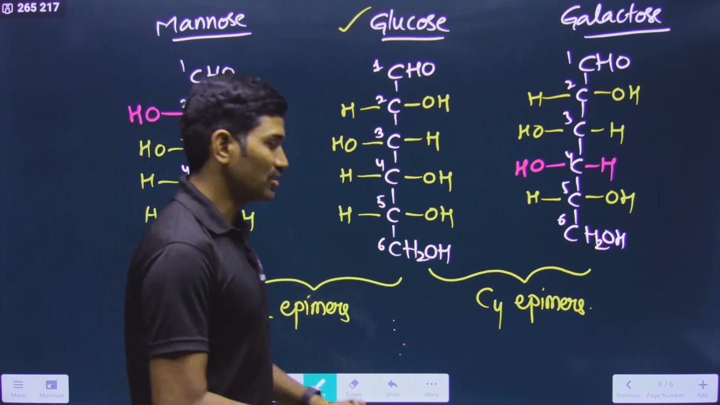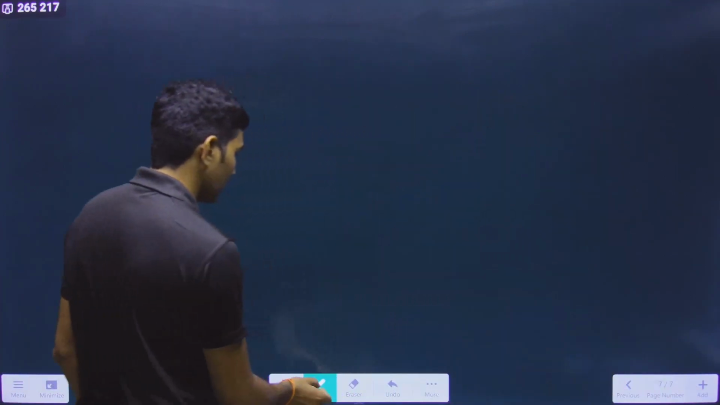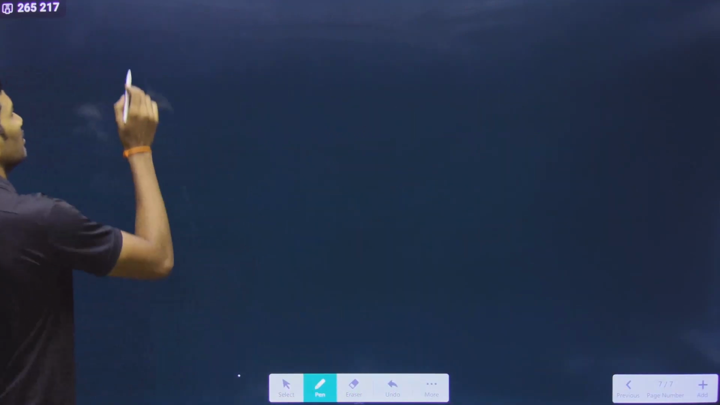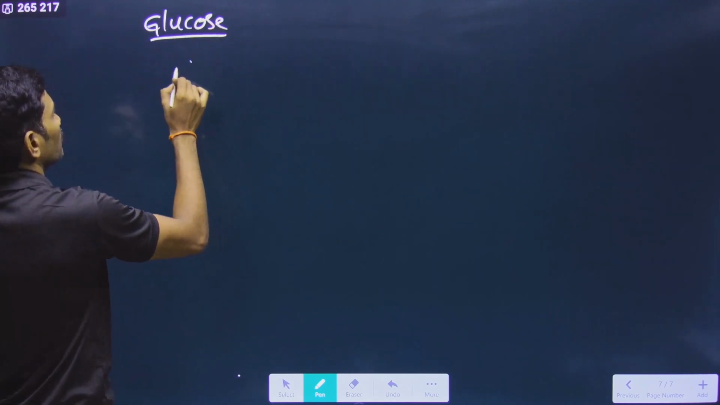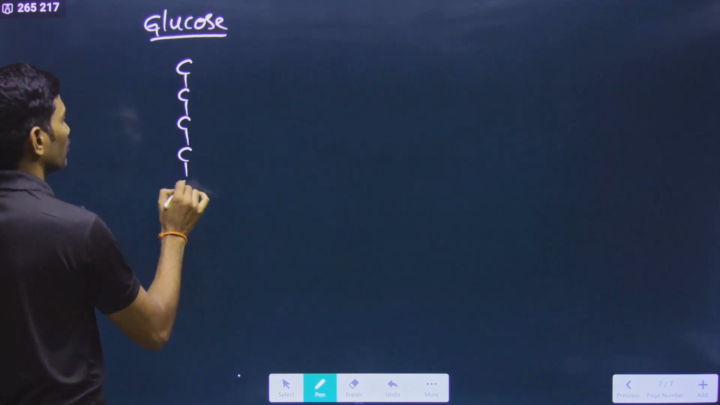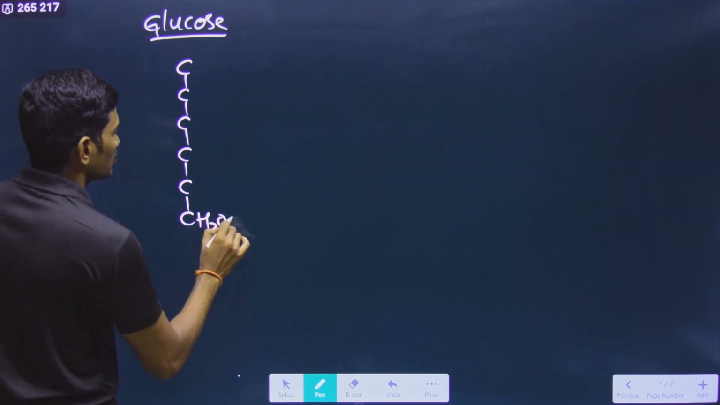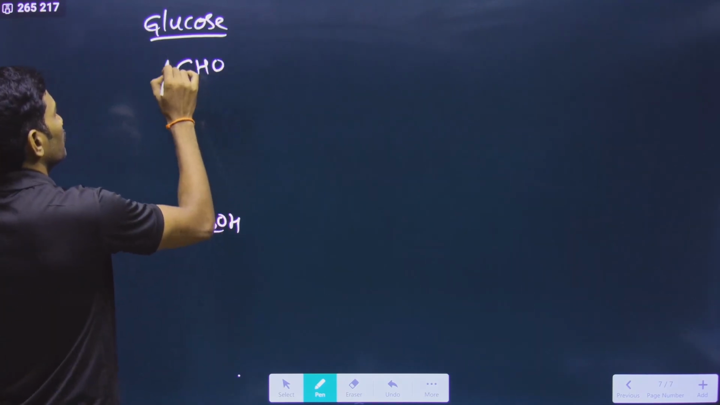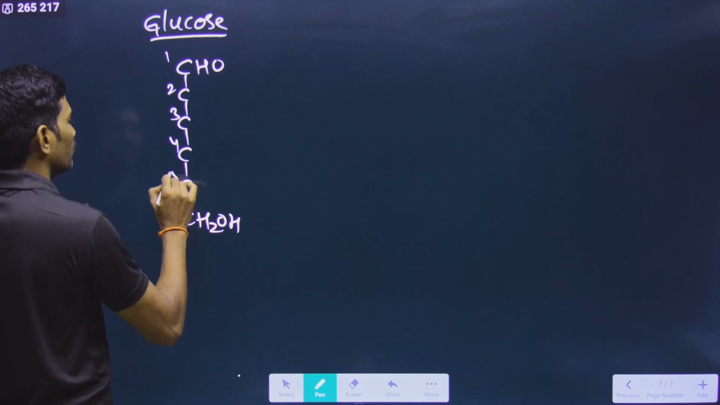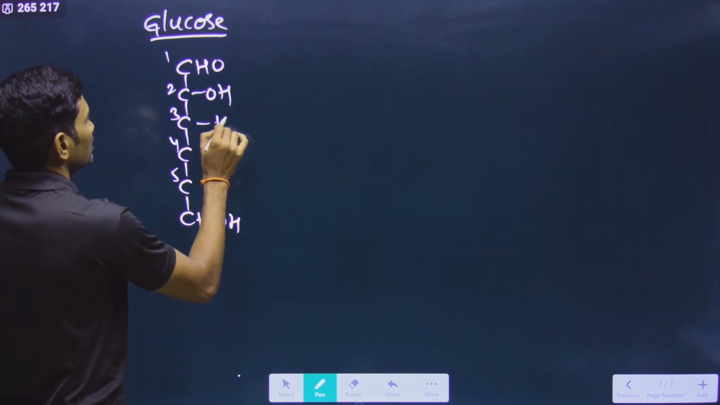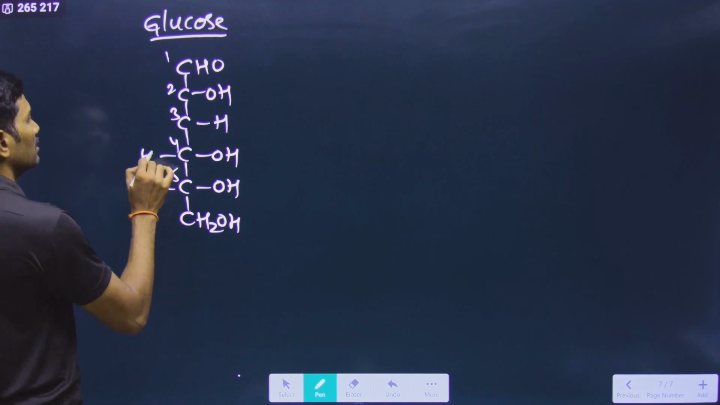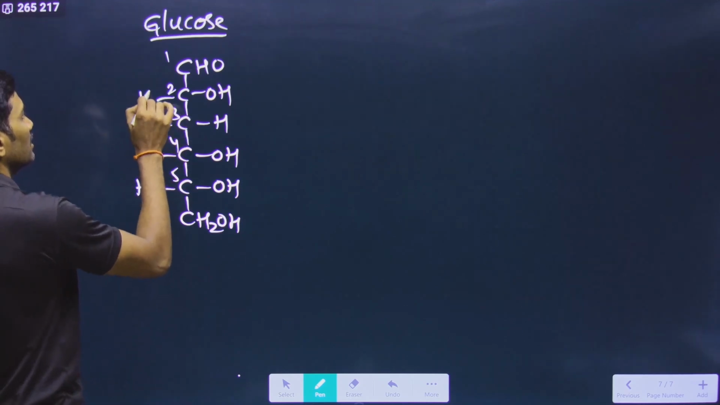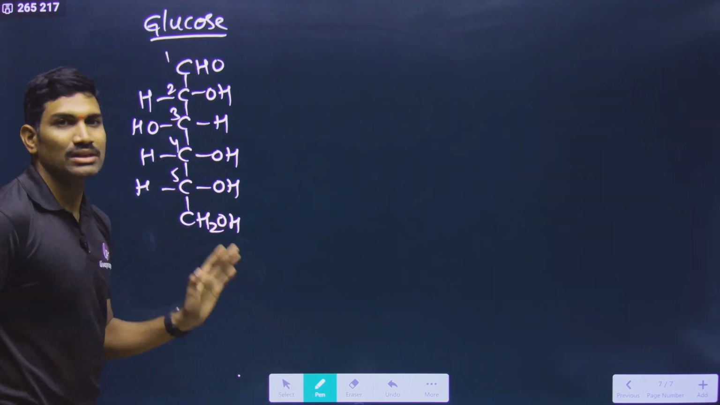And now what I will do is, now we need to represent this particular information in the form of Haworth's projection. When we are representing this information in Haworth's projection, first I will write for the glucose. 1, 2, 3, 4, 5, 6. CH2OH. This is the CHO, first carbon, second, third, fourth, fifth. This is OH, H, OH, OH. This is H, H, OH, and then H. Okay? This is what the structure of glucose.